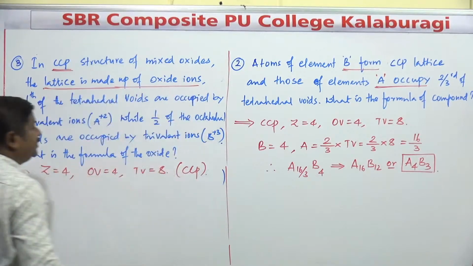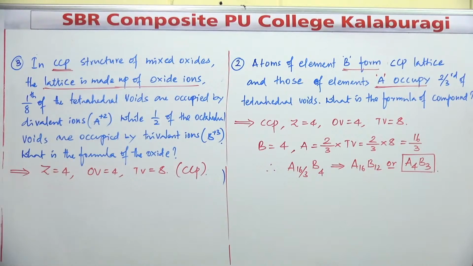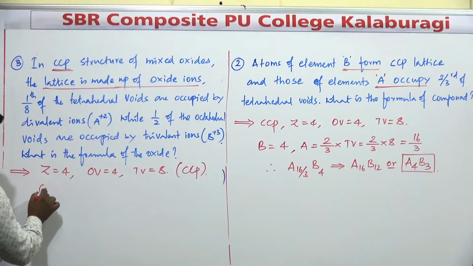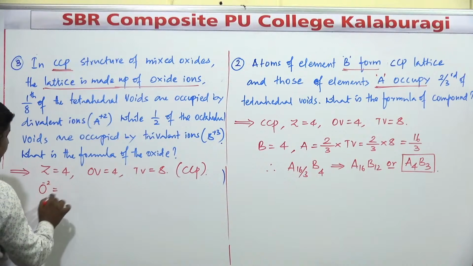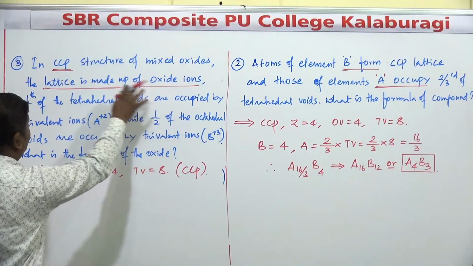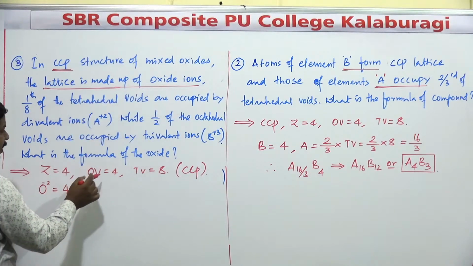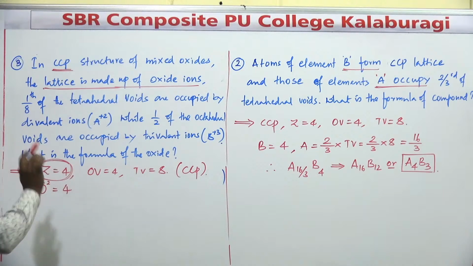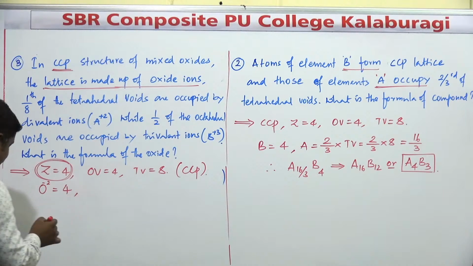Lattice is made up of oxide ions means that the constituent particles in case of CCP arrangement are made up of oxide ions. Therefore, O minus 2 is going to be equal to 4. How is O minus 2 equal to 4? Oxide ions are part of the lattice, so the effective number of atoms is equal to 4. So O minus 2 is equal to 4, directly.